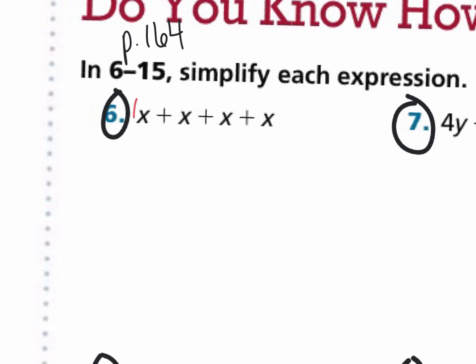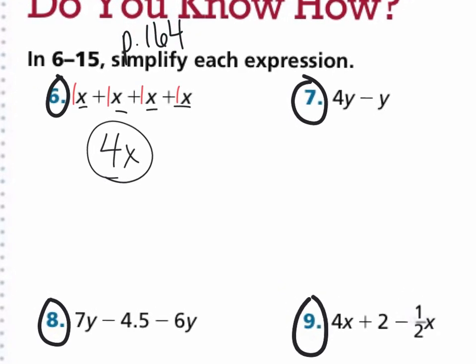So for number 6, we can put ones in front of all these terms. 1 times something doesn't change it, multiplying by 1. So then we can combine, since these all have x's, these are like terms, we can combine them all together. So 1x plus 1x plus 1x plus 1x would be 4x. So 4x would be our simplified expression. Number 7, similar idea. We can put a 1 in front of this y. We've got 4y minus 1y, which would be 3y.